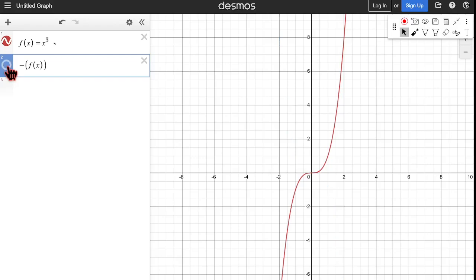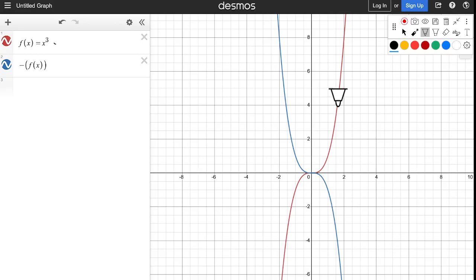And then what happens is, in this case, anytime there is a positive x value, that same positive y value has become a negative y value. And a negative y value becomes a positive y value.